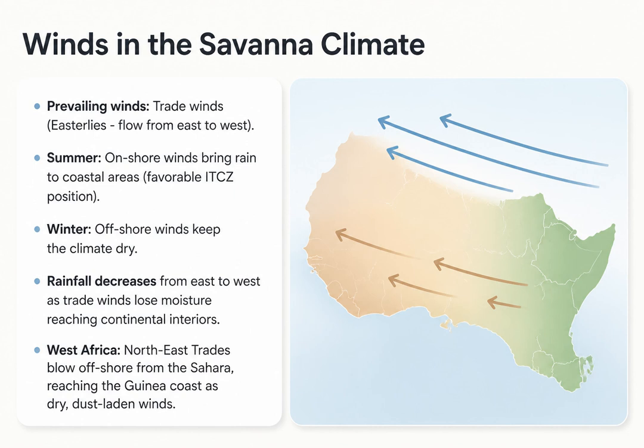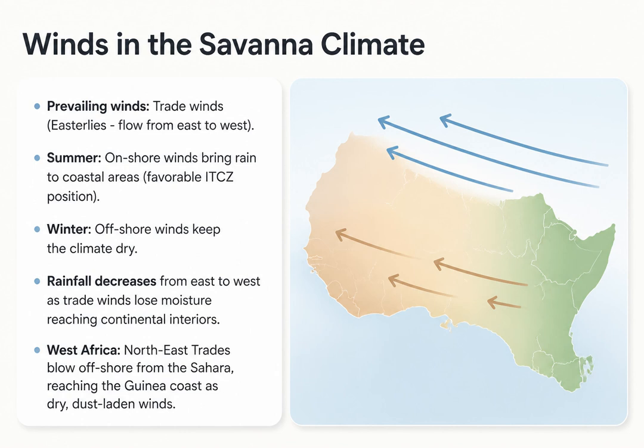The alternating wet and dry seasons in the savanna are driven by the trade winds. During the summer, the ITCZ shifts and brings moisture-laden onshore winds, delivering rain. In the winter, the winds blow offshore, keeping the land dry. Because trade winds are easterlies, meaning they blow from east to west, they drop most of their rain on the eastern coasts. By the time they reach the continental interiors or western coasts, they are dry. In West Africa, these winter winds blow straight out of the Sahara Desert, bringing dry, dusty air all the way to the coast.